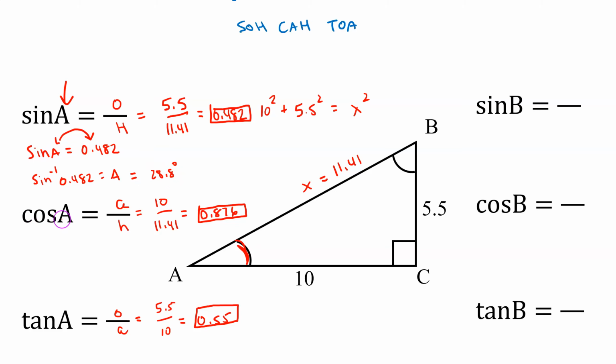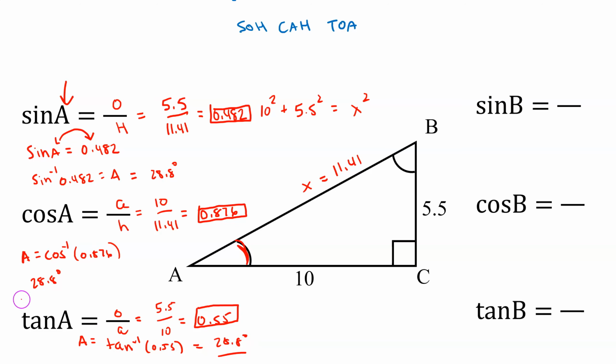So on this one we have cosine of A equals 0.876. So if we want A by itself, A is the inverse cosine of 0.876. And again, you'll find a button for that on your calculator, and when you do that, you end up with 28.8 degrees. And then tangent of A equals 0.55. If we want just A, we have to take the inverse tangent of 0.55. And when you do that, you get 28.8 degrees.